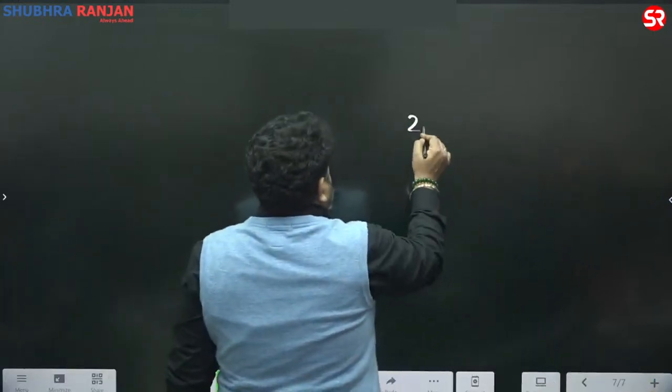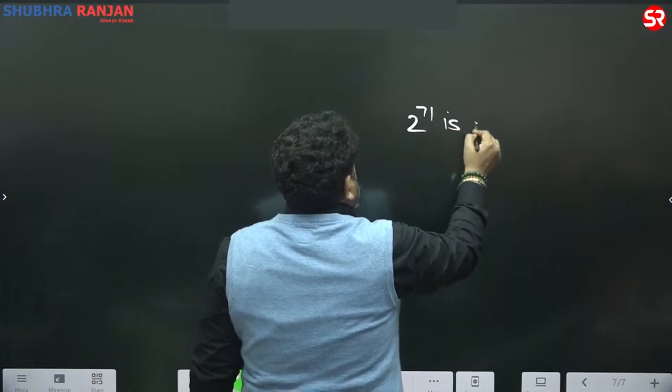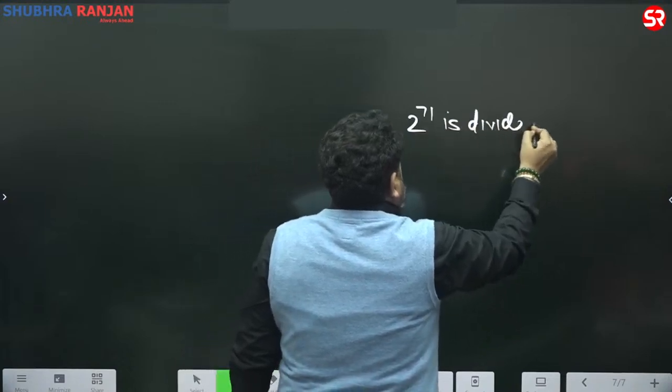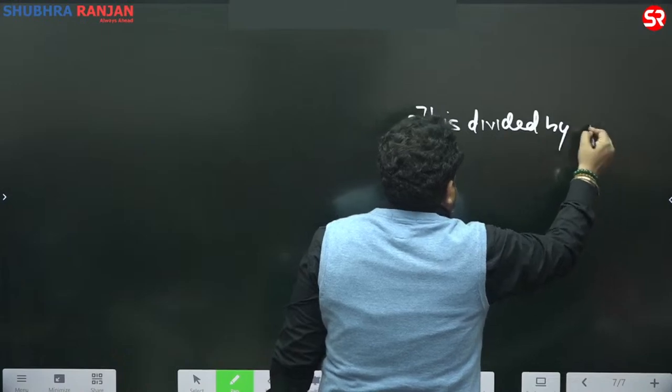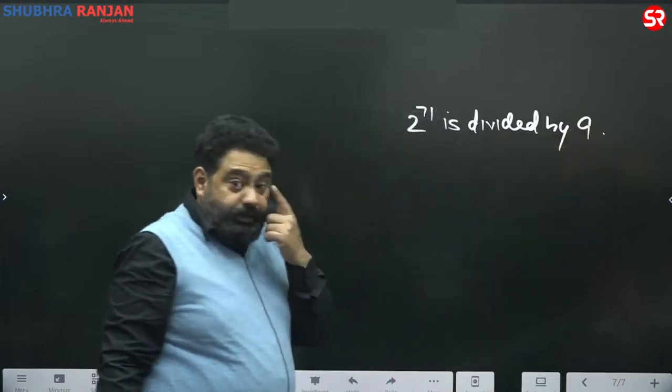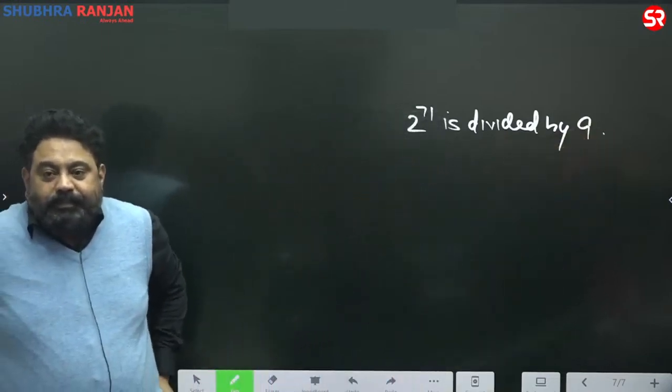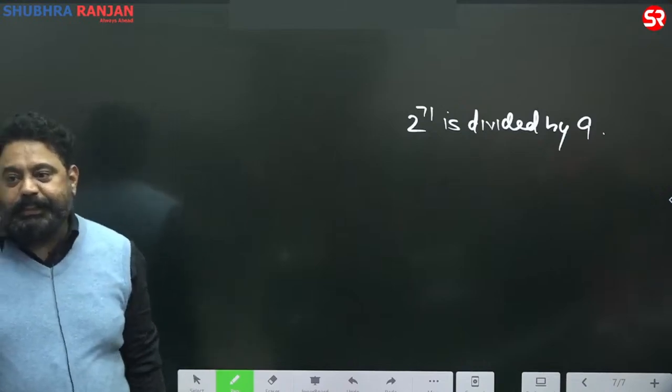2 to the power 71 is divided by 9. What is the remainder? Please chase it seriously.